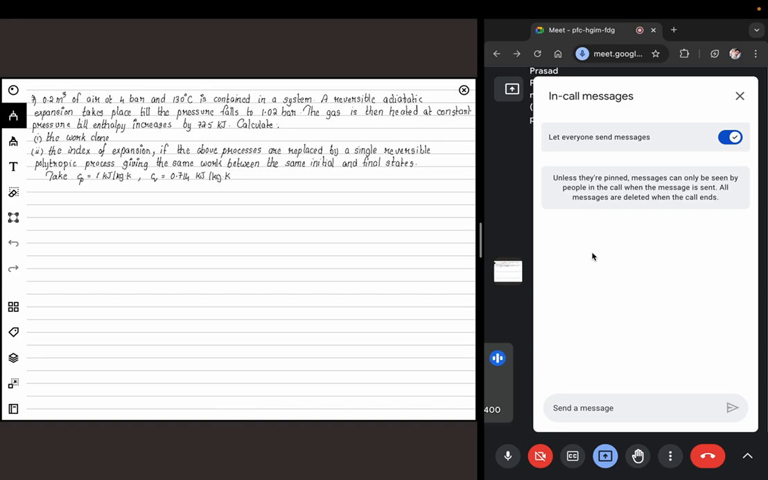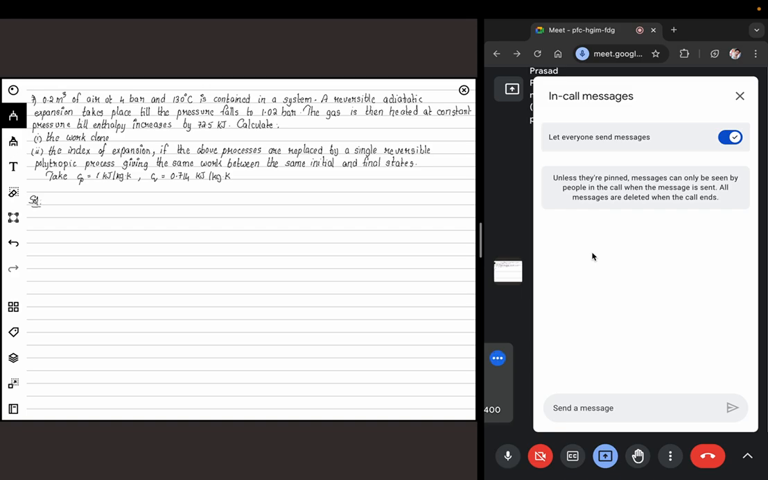A 0.2 cubic meter of air at 4 bar pressure and 130 Celsius is contained in a system. A reversible adiabatic expansion takes place till the pressure falls to 1.02 bar. The gas is then heated at constant pressure till enthalpy increases by 72.5 kJ. Calculate the work done and the index of expansion if the above processes are replaced by a single reversible polytropic process, giving the same work done between the same initial and the final states, taking Cp as 1 kJ per kg Kelvin and Cv as 0.74 kJ per kg Kelvin.